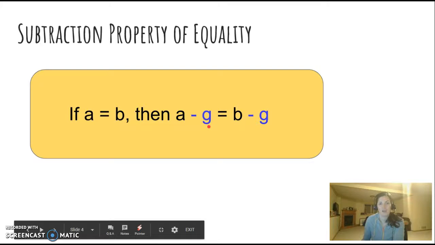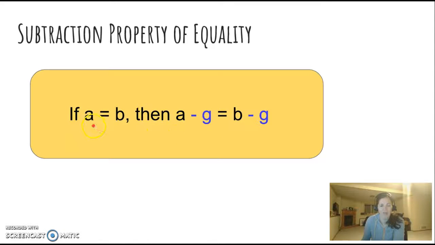Similarly, the subtraction property of equality works in the same way. So again, if A is equal to B, if we have two quantities equal to each other, then we can subtract the same thing from both sides of the equation. In this case, A minus G is equal to B minus G. So we maintain that equality by subtracting the same value from both sides of the equal sign. Let's look at a quick example with numbers.